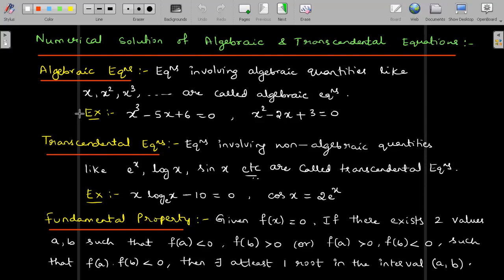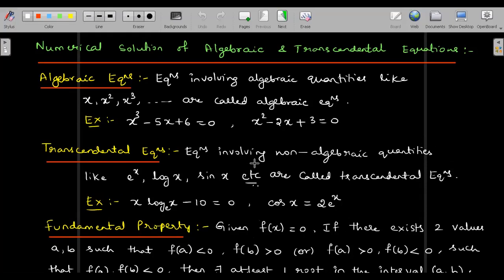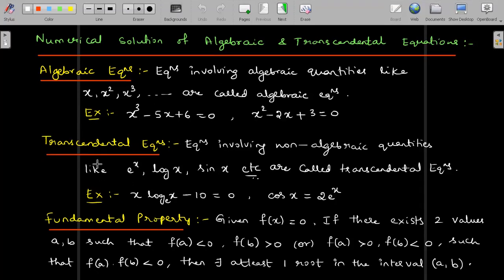So now we will discuss transcendental equations. So equations involving non-algebraic quantities like e power x, log x, sin x, tan x, etc. are called transcendental equations. So these are equations which are containing non-algebraic quantities. So when I say non-algebraic quantities, it might be exponential term, logarithmic term, trigonometric expressions. So if these terms are involved in the equations, then we say such equations are transcendental equations.